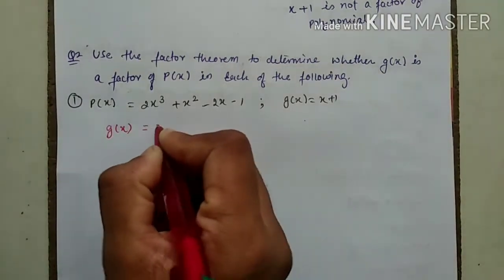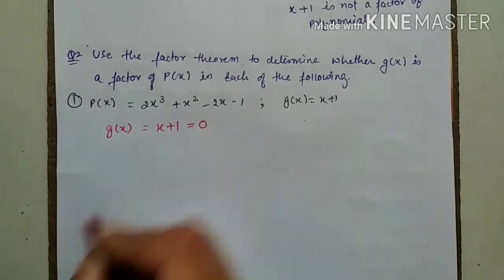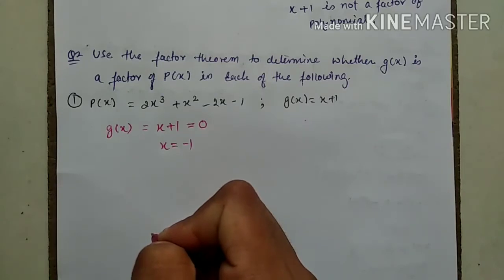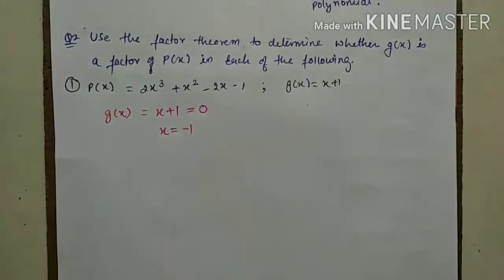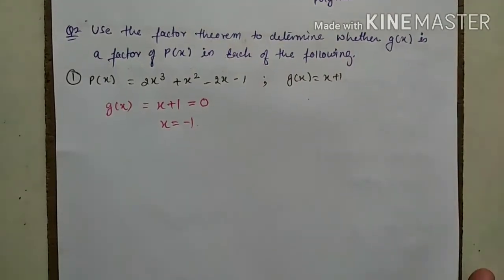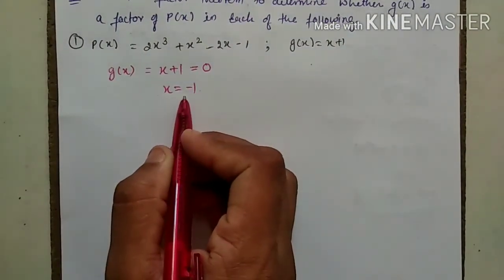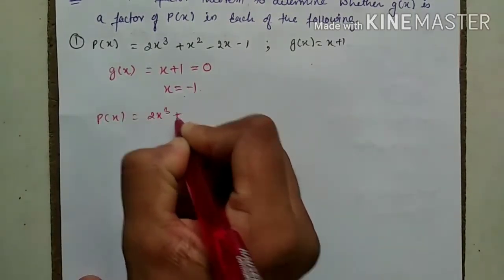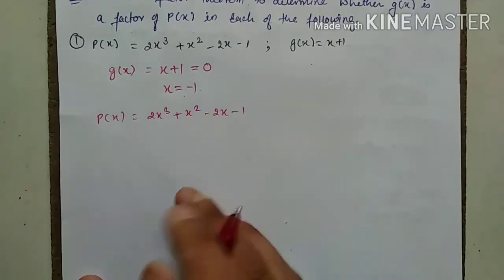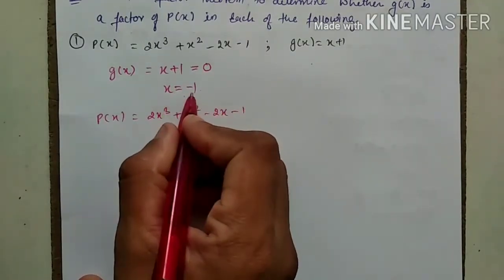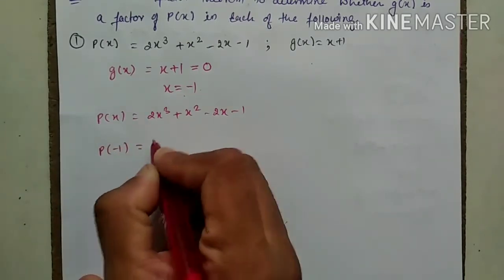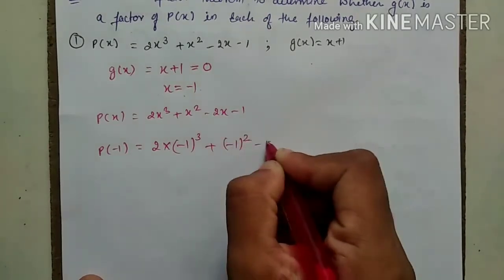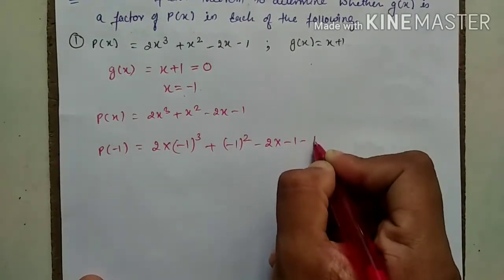g of x equals x plus 1. You have to put it equal to what? 0. x equals minus 1. After that, this value you have to put in this equation. p of x equals 2x cube plus x square minus 2x minus 1. Put here in the place of x, what do you have to put? Minus 1. So p of minus 1 equals 2 into minus 1's cube plus minus 1 square minus 2 into minus 1 minus 1.